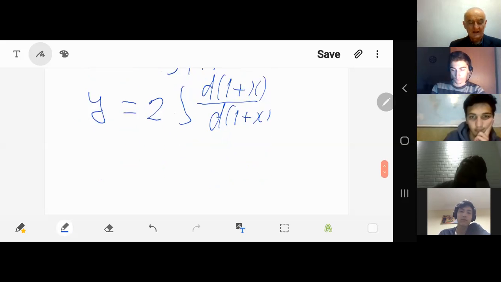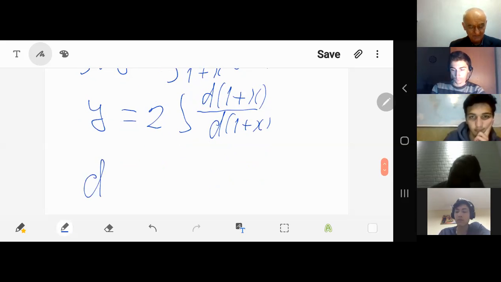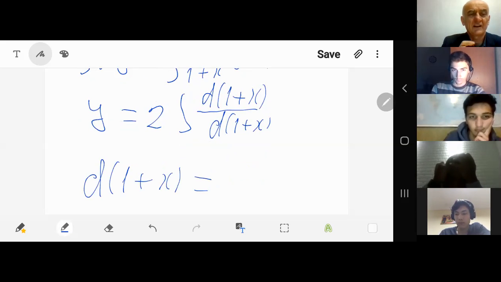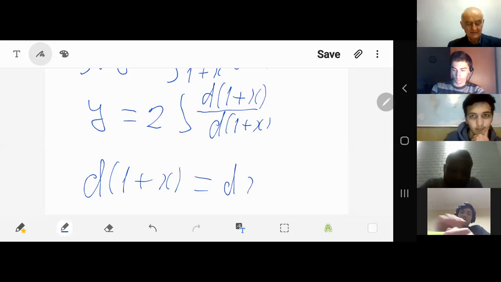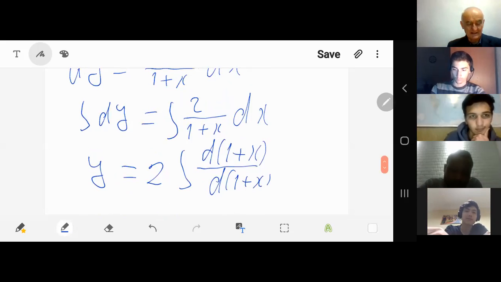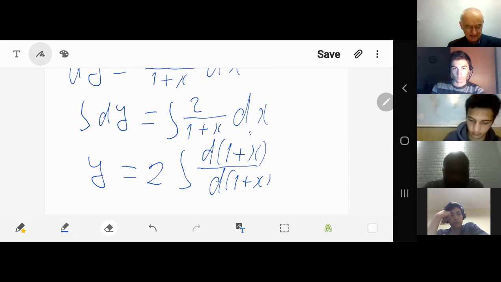What did I use? I used d(1 plus x), it equals the derivative of 1 plus x. And what is the derivative of 1 plus x? It's just 1. So the derivative of 1 plus x is 1, and it's dx. So I replaced this dx by d(1 plus x). But why did I replace it? Because I need to integrate it, and to find this integral.